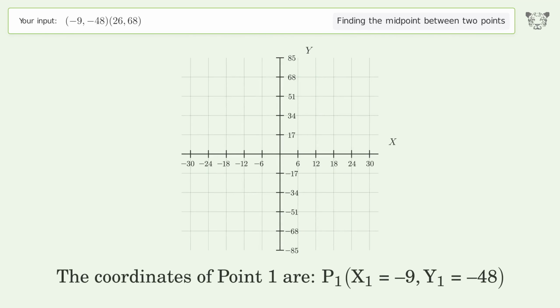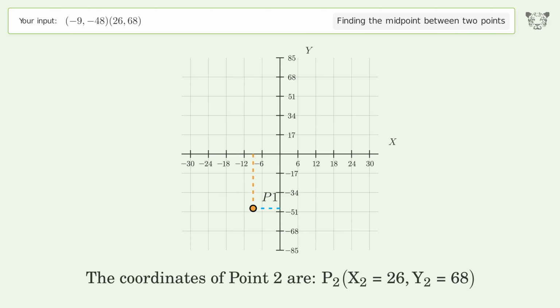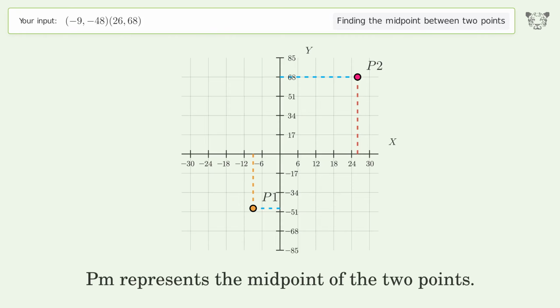The coordinates of point 1 are, x1 equals -9, y1 equals -48. The coordinates of point 2 are, x2 equals 26, y2 equals 68. PM represents the midpoint of the 2 points.